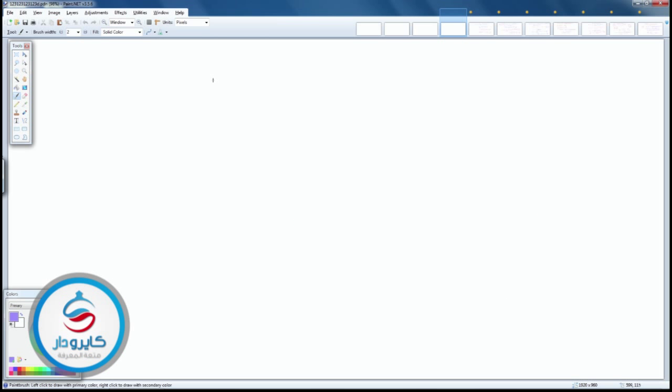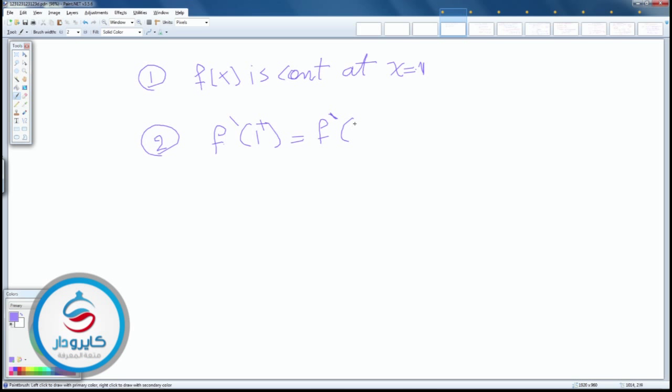That means ان انا عندي f of x is continuous at x equal 1. تاني حاجة ده كان الفيرست كونديشن. تاني حاجة طلع عندي ال f dash of 1 from the right equals f dash of 1 from the left equal 3. معنى كده اقول له يبقى therefore f of x is differentiable at x equals 1.